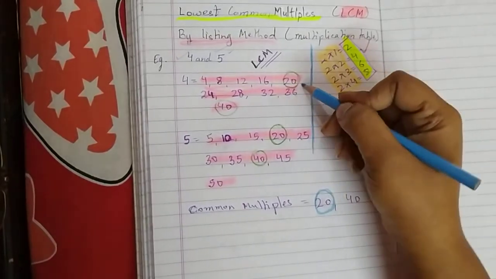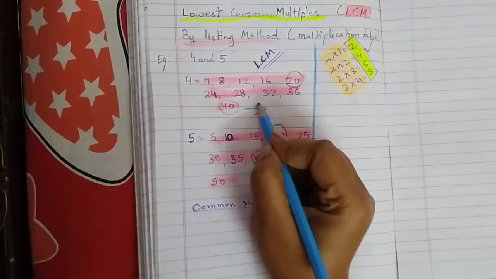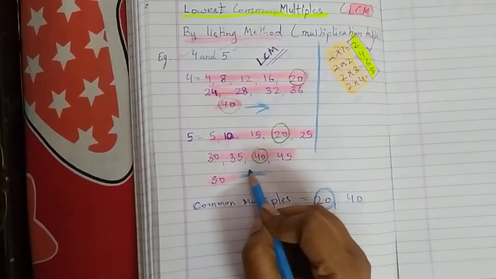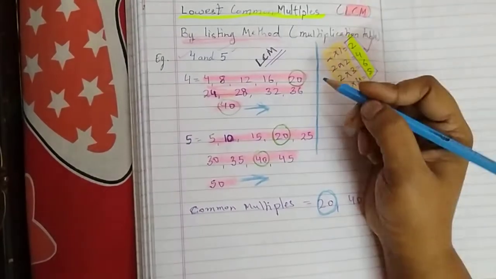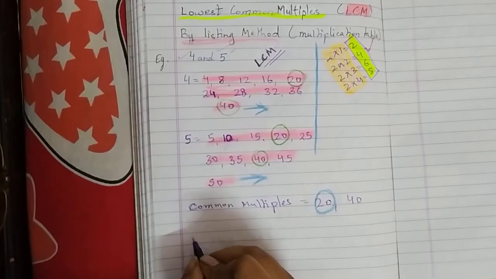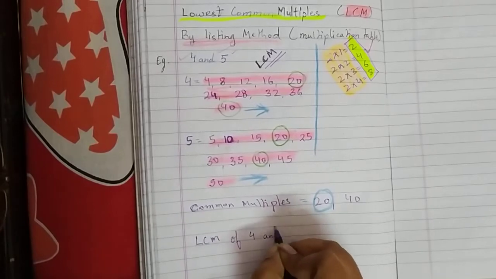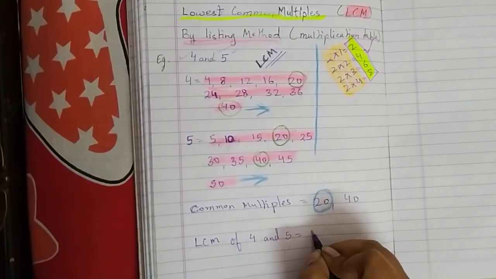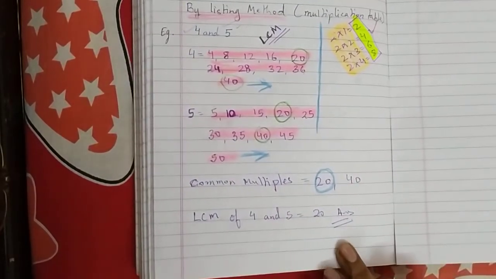And 20 will remain lowest, children. Why? Because when you move further, the numbers will keep increasing. They will not get smaller. They will get larger and larger. So the very first common number is the lowest common multiple. Is it clear? Now write here: LCM of 4 and 5 is equal to 20. This is the answer. Clear?